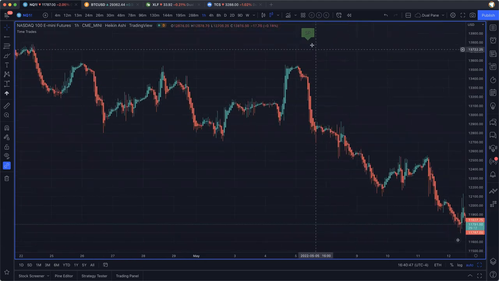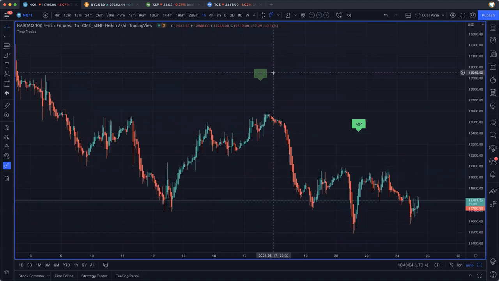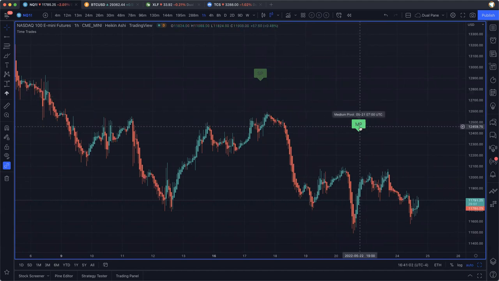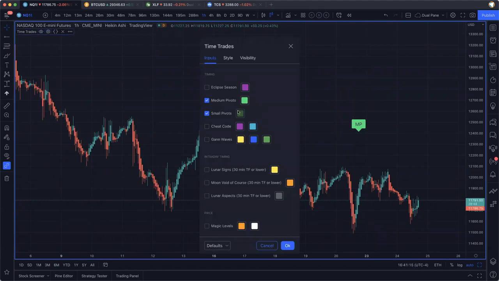And same thing here with small pivots. You can see this one on May 5th. Boom, that was a big move. And you can see this most recent one, May 17th, boom, another big move down. And now we just had this medium pivot, which could identify the low right here on, I believe that's Friday, May 20th. Okay, so that's small pivots. Let's take a look at the cheat code.